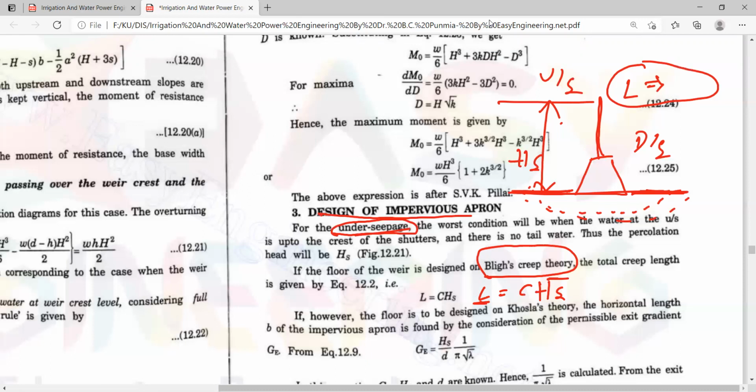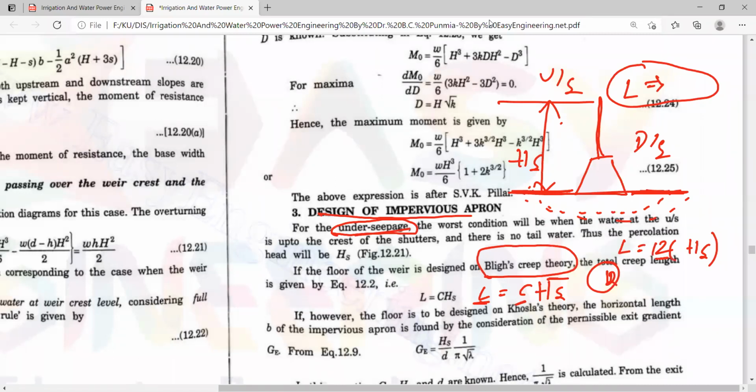C, the creep coefficient, is generally taken as 11 to 12. So generally we will consider C equal to 12. So the creep length will be 12 times HS. The total length of creep will be L is equal to 12 times HS. Okay, that is the calculation of creep length.